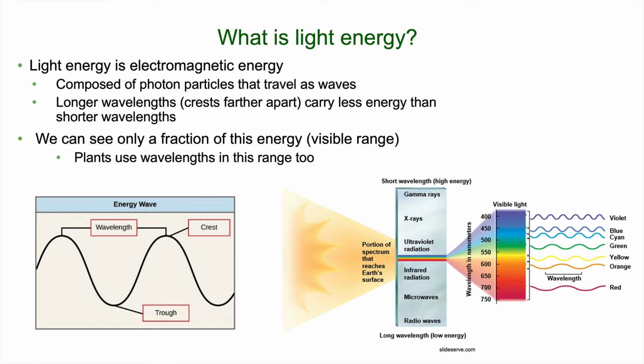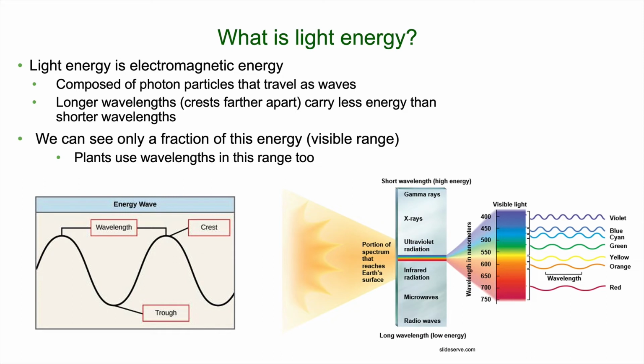So the next thing to consider is what exactly is light energy and how can it be used in photosynthesis? Well, light energy is part of the electromagnetic spectrum. This would include gamma rays, X-rays, microwaves, radio waves, ultraviolet and infrared radiation, and then, of course, visible light. And visible light, the light we can see, is a really thin part of this electromagnetic spectrum. There's an awful lot of other electromagnetic energy that we can't detect with our eyes.